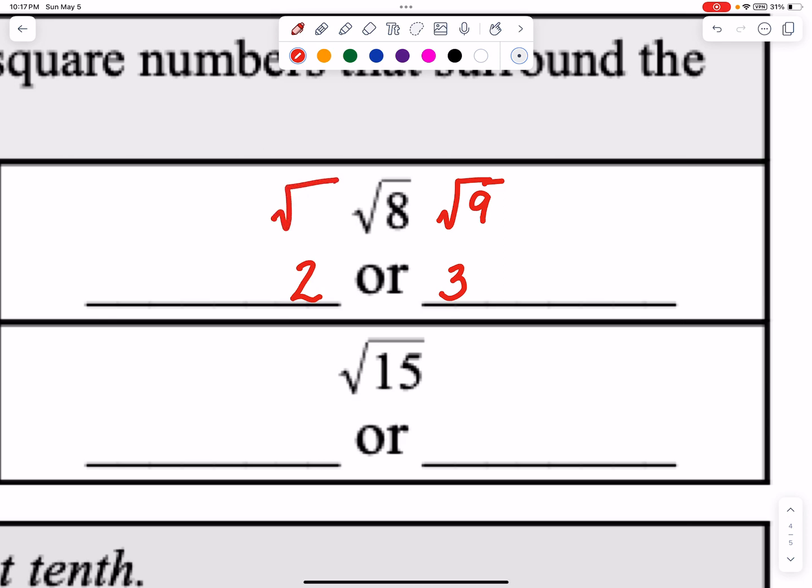So 2 times 2 creates the square root of 4. Now what is 8 closest to, the square root of 9 or the square root of 4? Well, it's definitely closer to the square root of 9. So that means that my decimal for the square root of 8 has got to be really close to 3. So maybe I guess 2.9 is my guess.